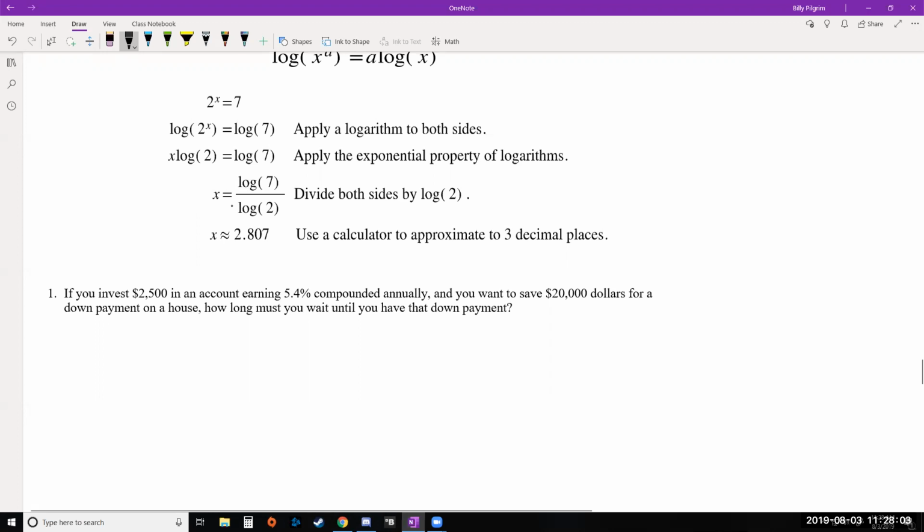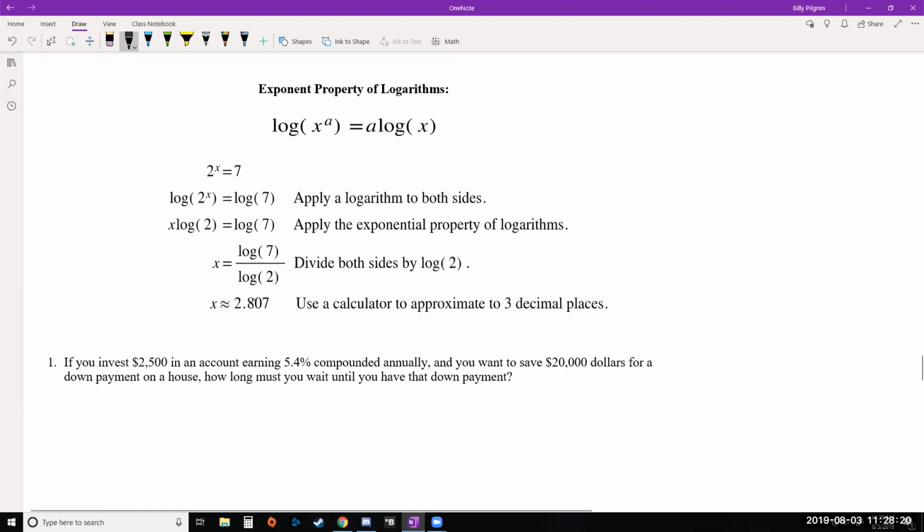Now that we have x by itself, all we have to do is enter log of 7 divided by log of 2 into the calculator. Your calculator should have a nice little log button on it, so it's not too hard to find. And if you divide those two things, you get x is about equal to, this is rounded, 2.807. So you could check it. You could take 2, raise it to the 2.807 power, and you'll get approximately 7, right?